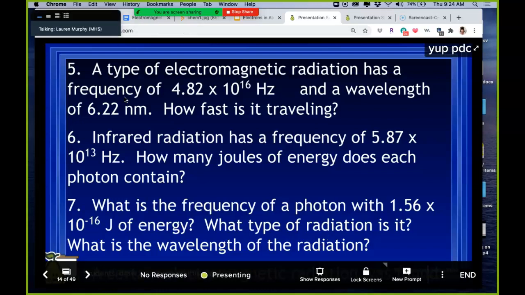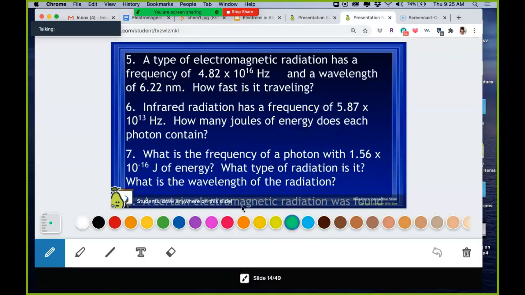Okay, so the next question. Let's skip 5. Infrared radiation has a frequency of 5.87 times 10 to the 13th hertz. So there's frequency, which means I have v right here. How many joules of energy does each photon, which just means particle, contain? So I want to know E. If it has this much frequency, what is its energy?